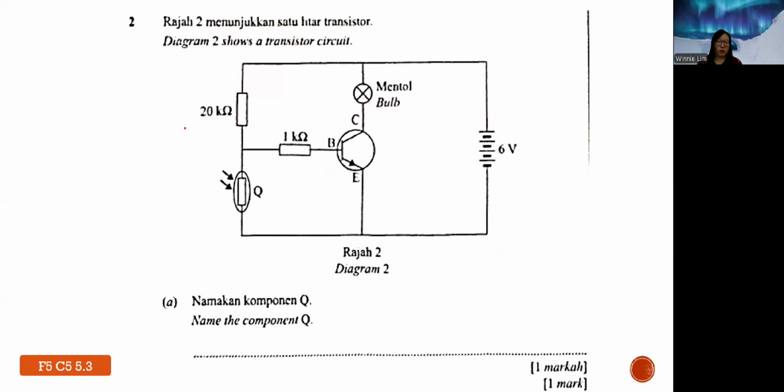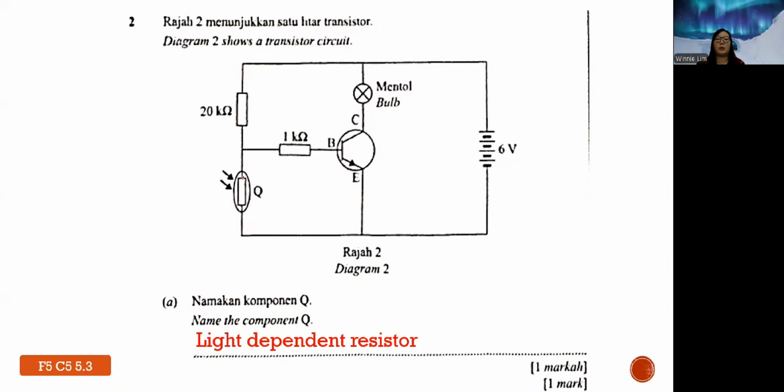Question 2 is from Form 5, Electronics, on the topic of transistors. As you know, a transistor has two functions. One, it acts as a current amplifier. Another, it acts as an automatic switch. So what does this component Q refer to? It is a light dependent resistor, where you have the double arrow. If you have a rectangular shape with a slanting line and a straight line, this is a thermistor. These two are special types of resistor under the topic of automatic switches. Now we focus on this light dependent resistor.